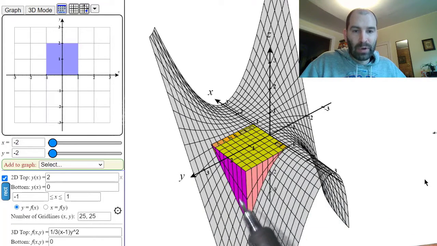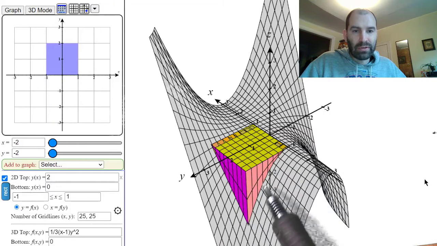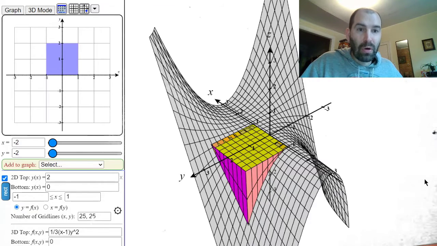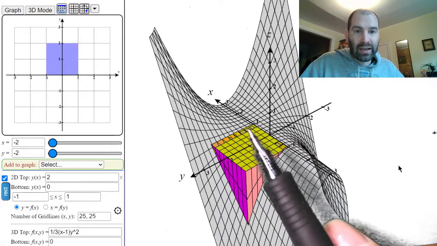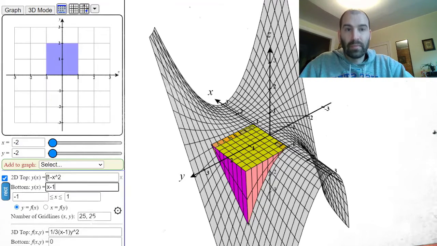We ended up computing the signed volume of this chunk of stuff over here. And of course, it's below the xy plane, so the volume ends up being negative. We worked that out in the last video. So what we'd like to do in this video is look at the case where this region here is not necessarily a rectangle. Okay, so let me put in some curves to describe what this region is.